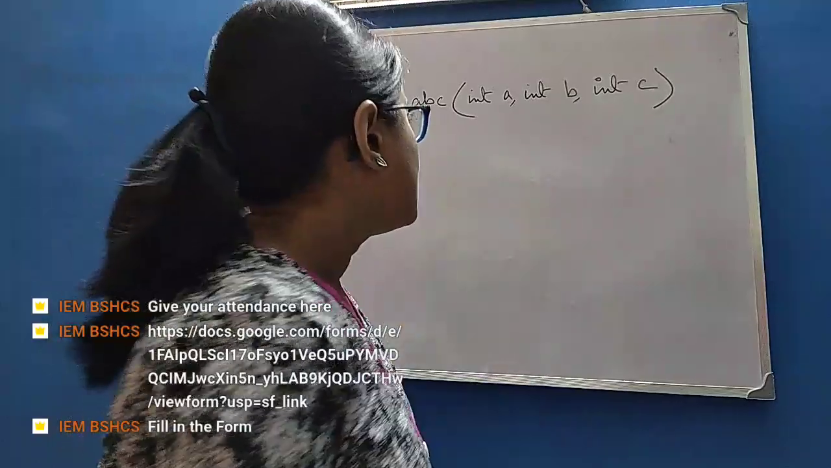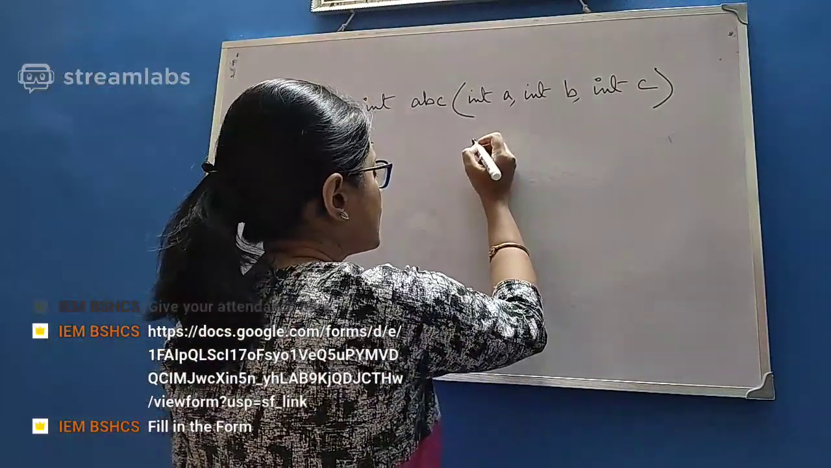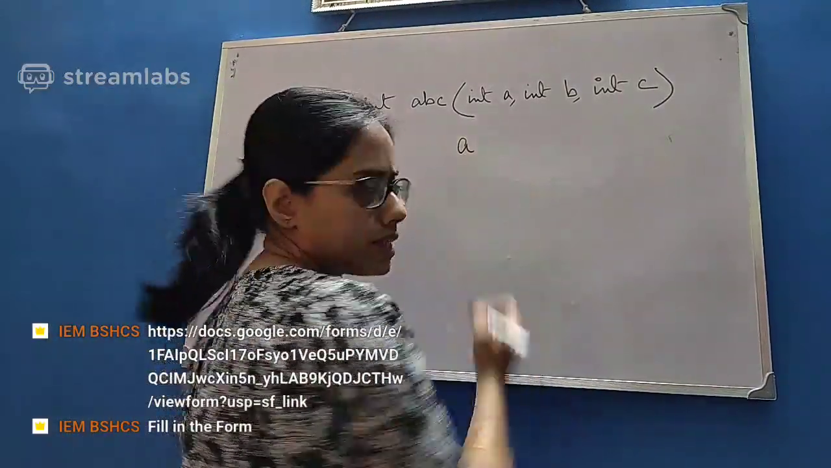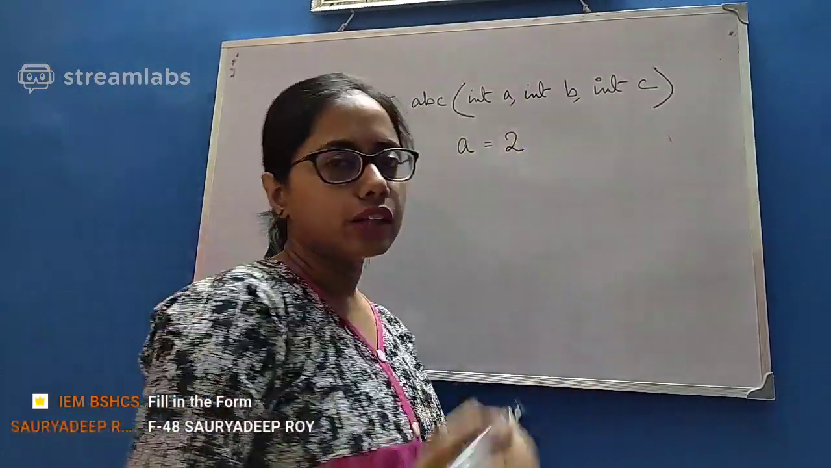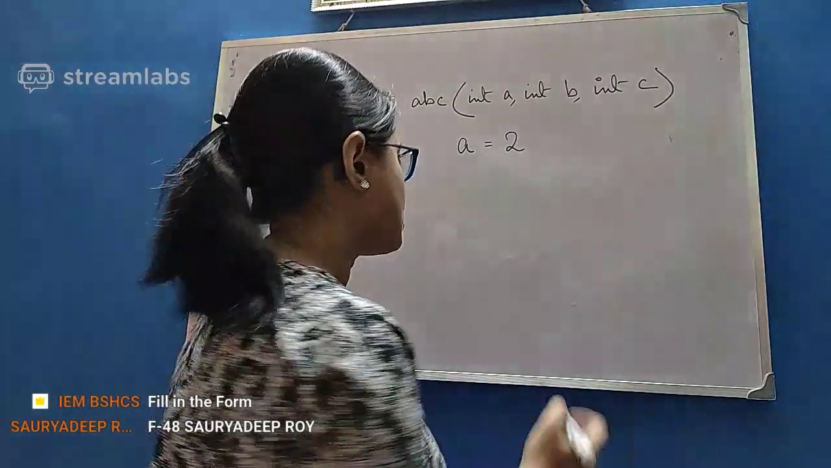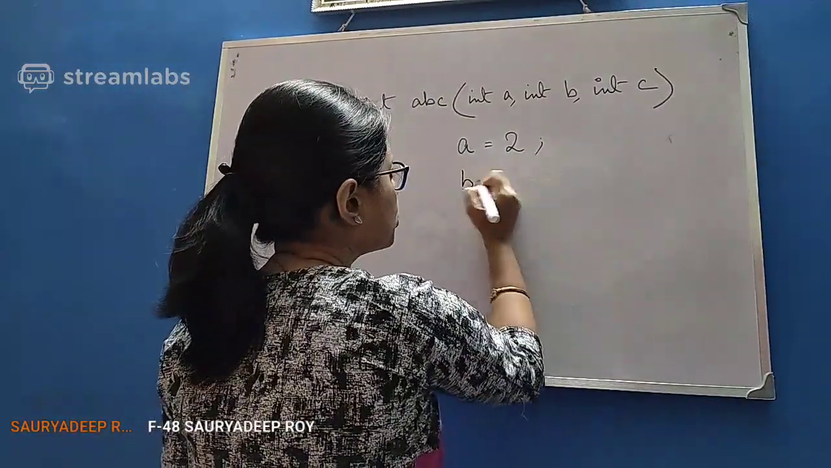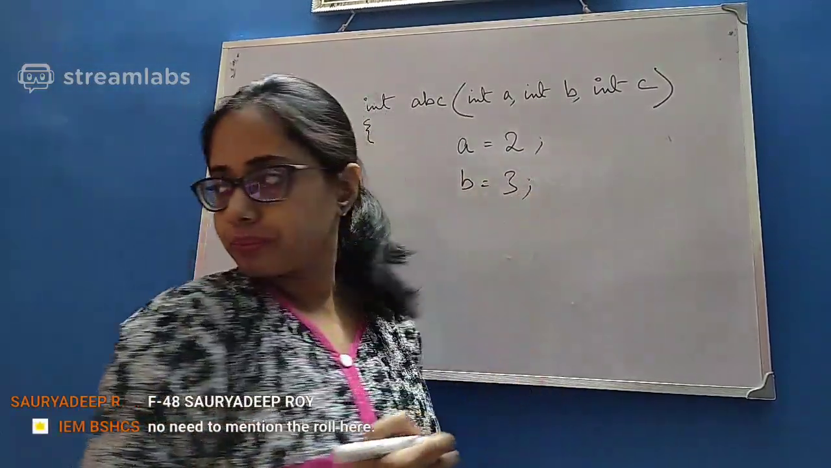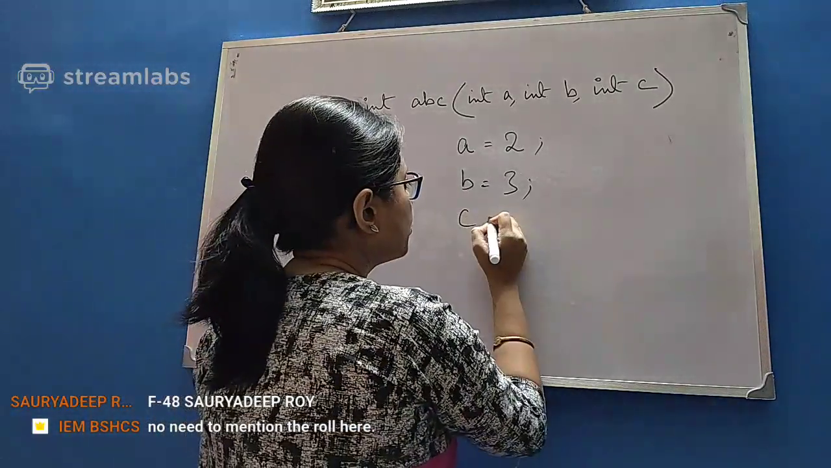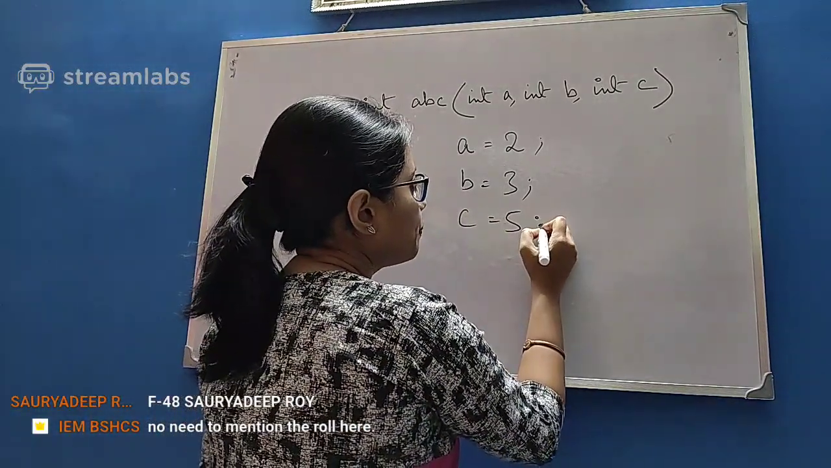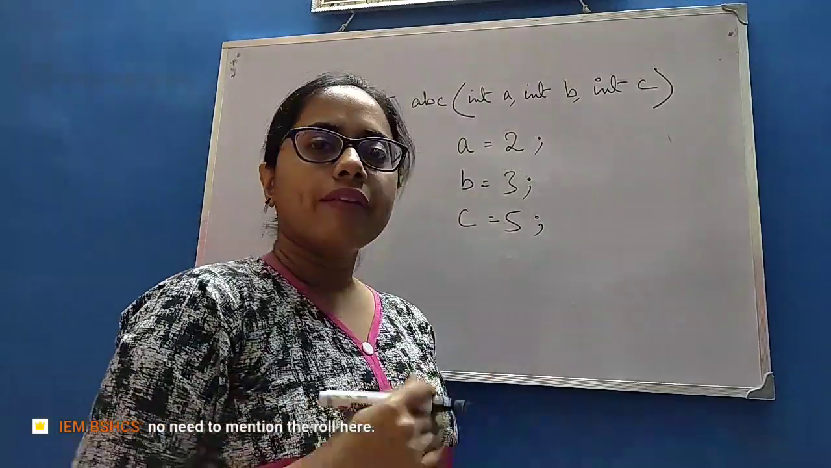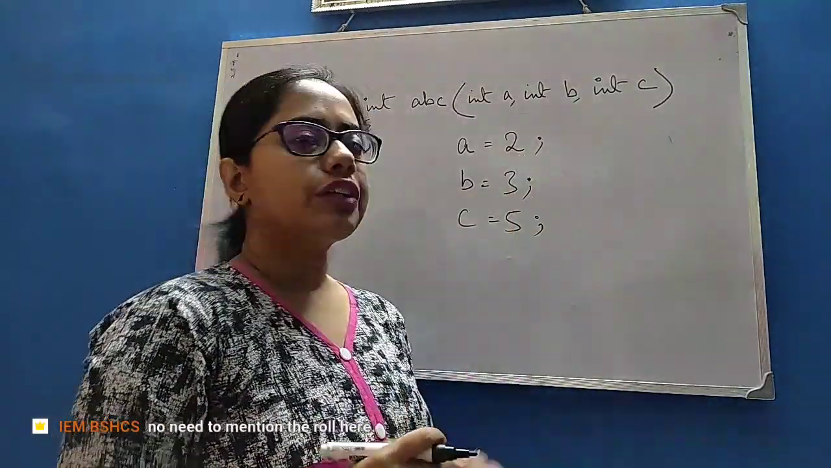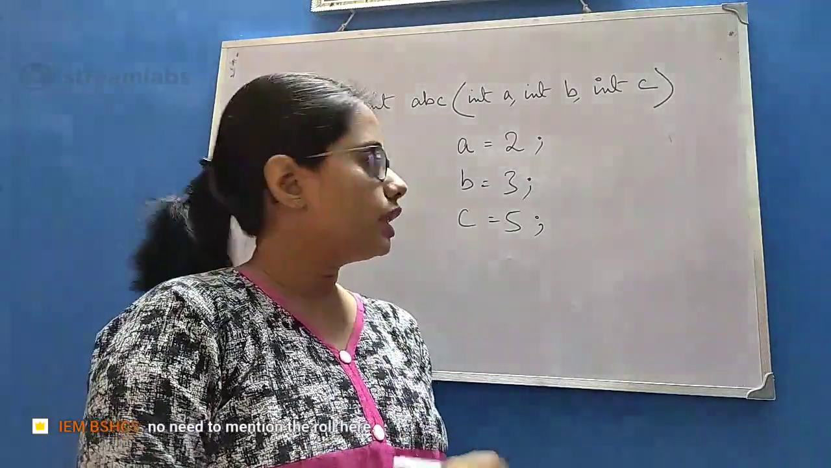Now inside, if I find, for example, I'm using this function for assigning values to a, b and c. So suppose I write a equal to 2, b equal to 3 and c equal to 5. Then what have I done? I have assigned three different values to the three parameters.